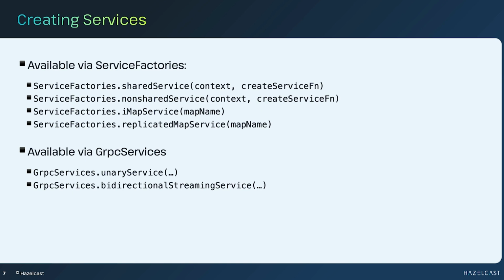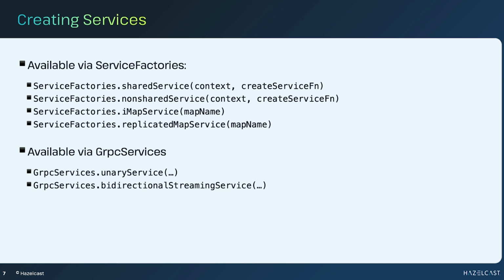In each case, the create service function you provide will be serialized and sent to the member nodes for execution. The context parameter is a processor context object, and generally this is internal stuff you won't access, like the processor index and partition maps, but it does give you a way to access the Jet or Hazelcast instance, which is frequently quite useful.